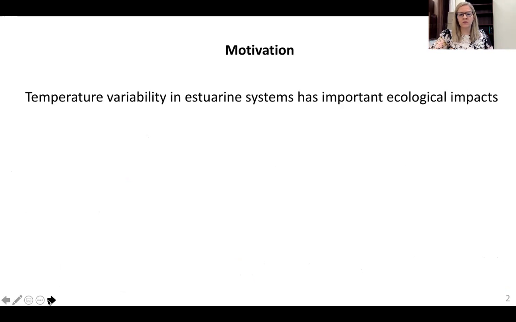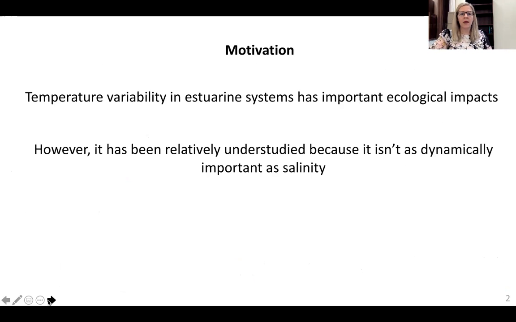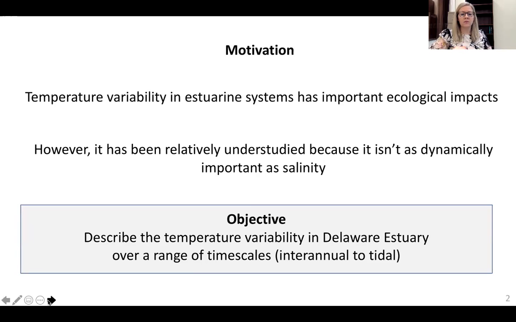So the motivation of this work is the fact that temperature variability in estuarine environments has really important impacts on the local ecology. However, temperature variability has been relatively understudied because it isn't as dynamically important as salinity is. So the objective of our work is to describe the temperature variability in the estuary over a range of timescales. So today we're going to show data that allows us to discuss interannual to tidal timescales.